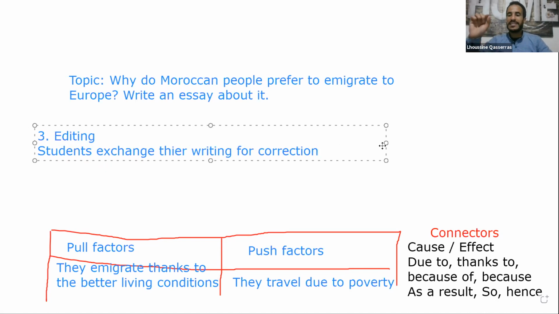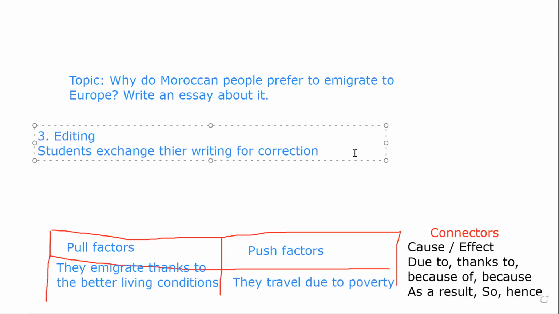Or if they write individually, then they can exchange, they swap their writing. Underline if there is any mistake. And they correct each other and they discuss. And your job as a teacher is to monitor if they need help. Is this clear? Yes. All right.